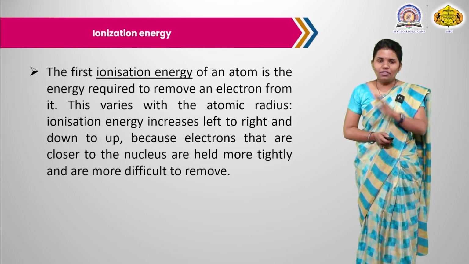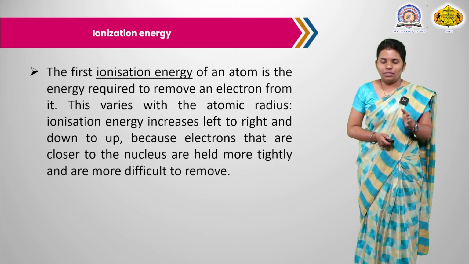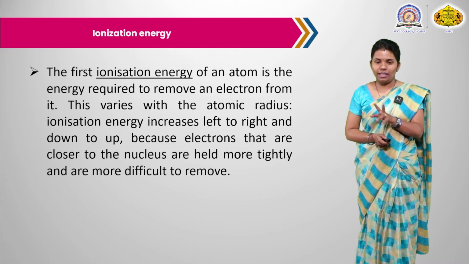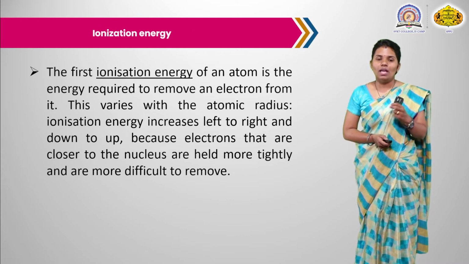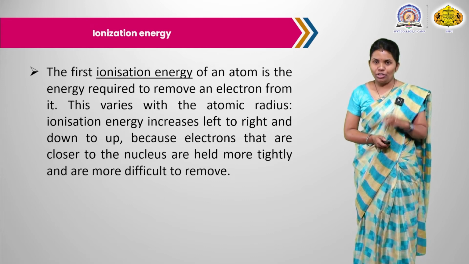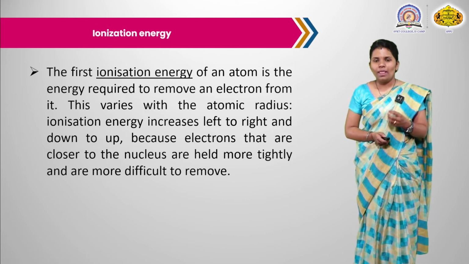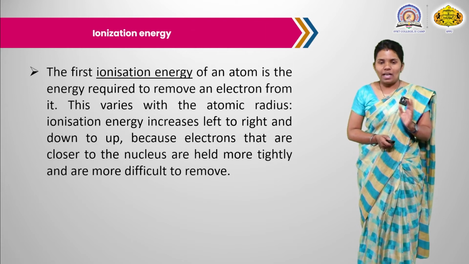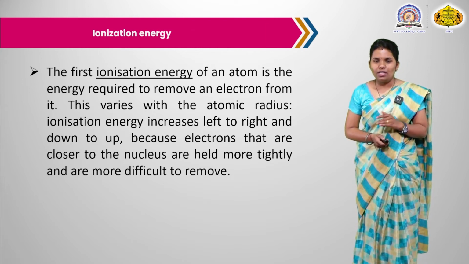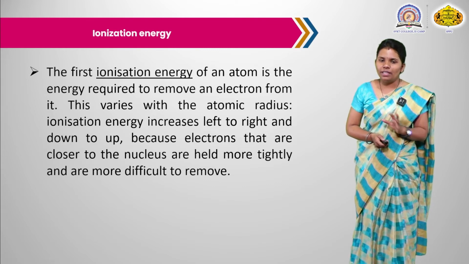So, if you take the example of carbon, that is 1s2, 2s2, 2p4. Like carbon and nitrogen, if you take the example of carbon and nitrogen, carbon will require less ionization energy to remove an outermost electron, but as nitrogen has a half-filled electronic configuration, it will require the higher ionization energy. So, this varies with the atomic radius.